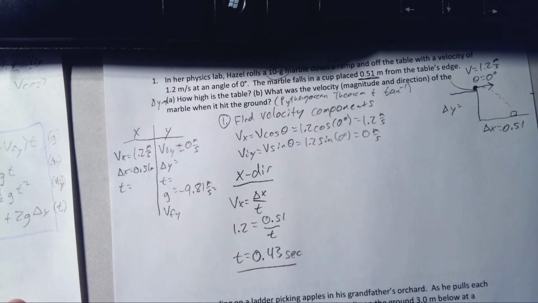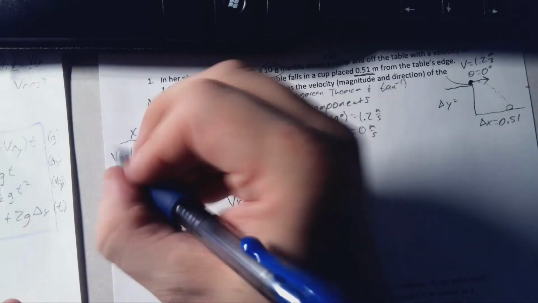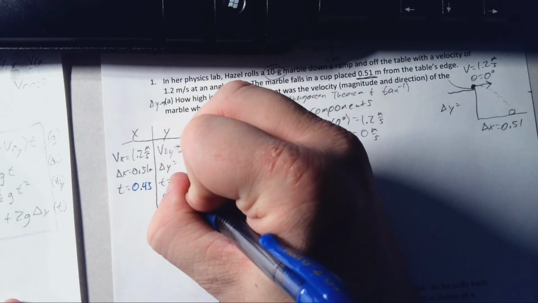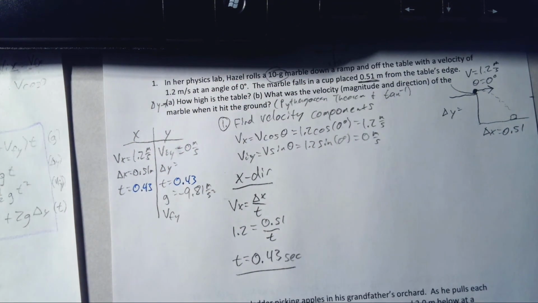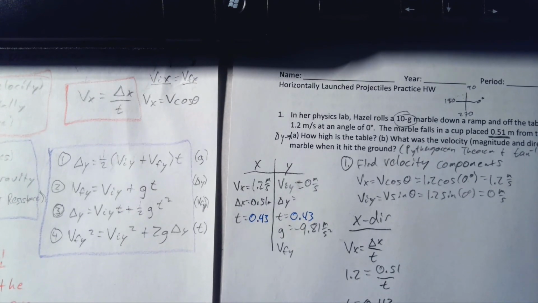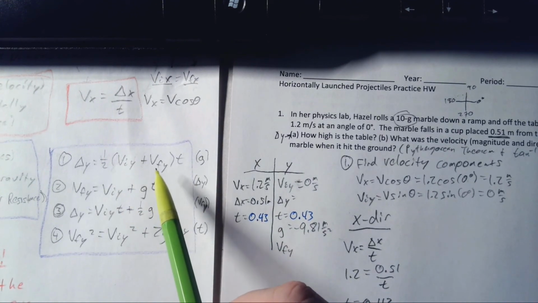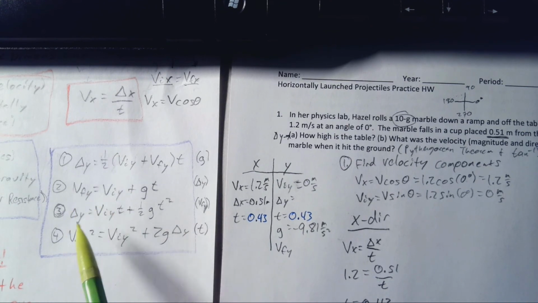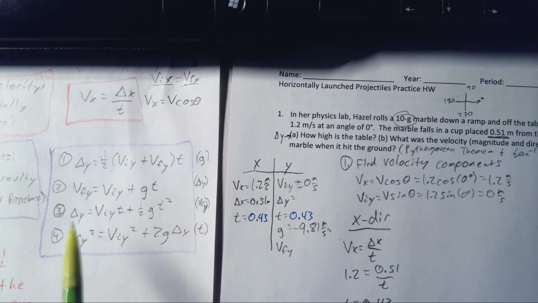I'll write it in a different marker. This is what we just figured out here. So 0.43, which is very helpful because now that we have the time, if we go back to our equations over here, we can't use the first because we don't know what the final velocity is. We could solve for it, but we don't necessarily have to for this one. We could use the third equation right here. So I'm going to go ahead and use the third equation.